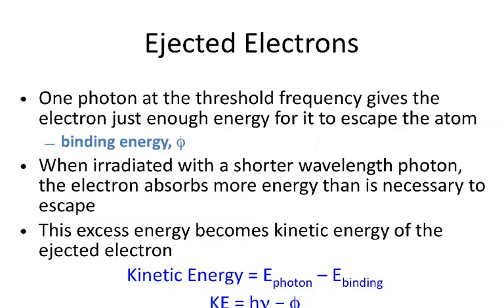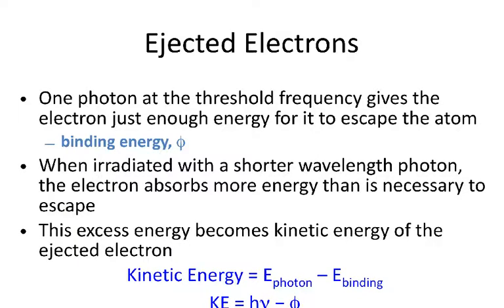Let's continue talking about photons and electrons. Remember, we talked about the photoelectric effect, where a photon can hit a piece of metal and eject an electron. There needs to be a certain frequency associated with a photon, but the amplitude didn't matter. So one photon at that threshold frequency can give the electron just enough energy for it to escape the atom.